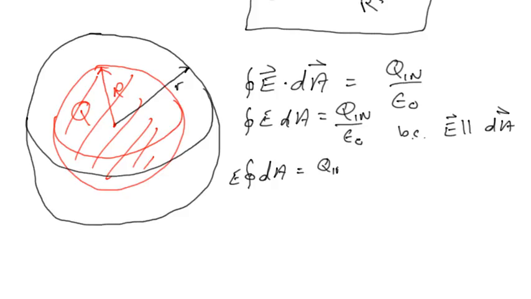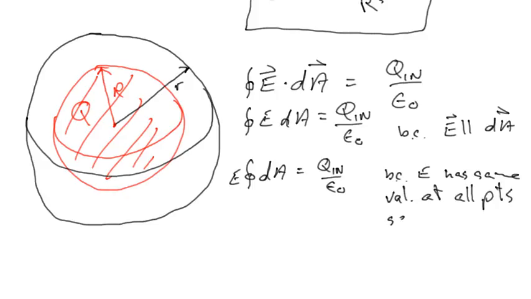Equal Q over epsilon 0, because E has the same value at all points, the same distance from the center of the charge distribution. I'll just say from center.